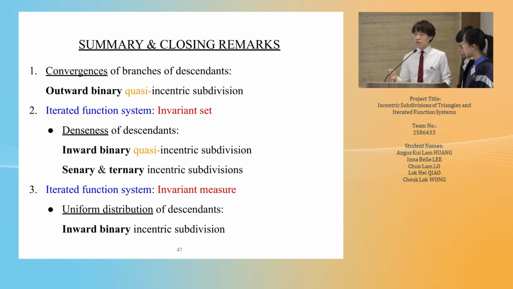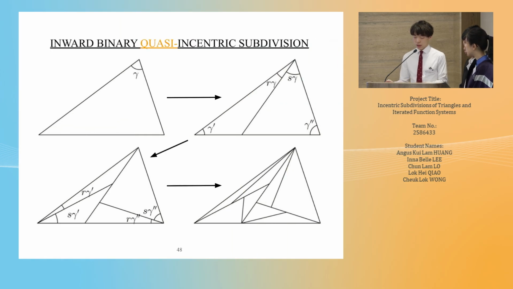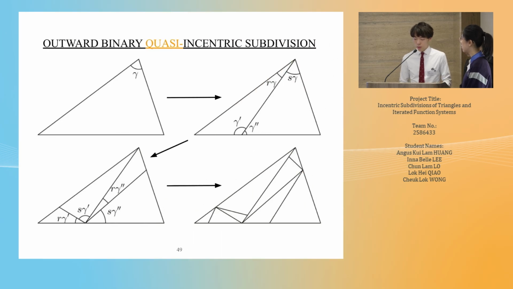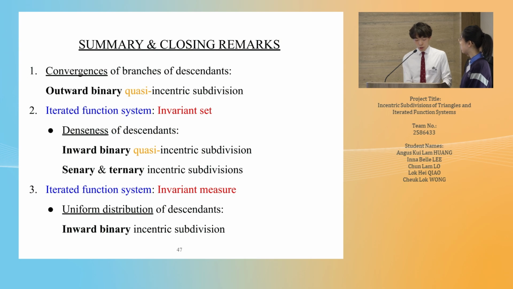Using the same techniques, we also managed to generalize this convergence and this denseness result to outward and inward quasi-incentric subdivisions respectively. Both replace bisecting angles by dividing them in a fixed ratio. Here is the inward binary quasi-incentric subdivision and the outward binary quasi-incentric subdivision. The uniform distribution phenomenon in the inward binary descendants is unique as it doesn't happen in the other quasi-cases. This concludes our presentation. Thank you.